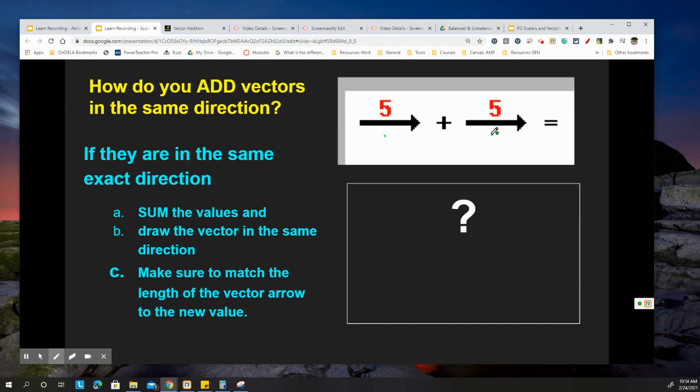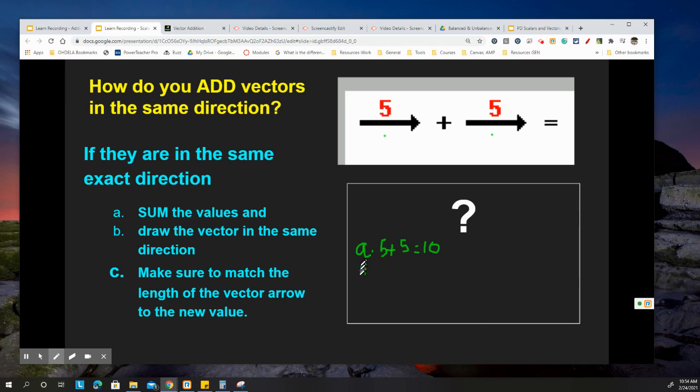And we need to know what the answer is, the combined new net force resultant vector. A says sum the values, so A is 5 plus 5 equals 10. So our new value for the net force vector will be 10. If they're in the same direction, we sum the magnitudes, the numerical values, to get the new magnitude.